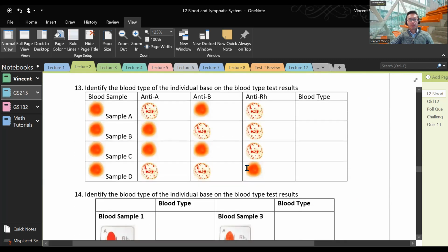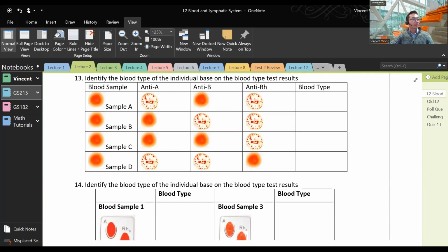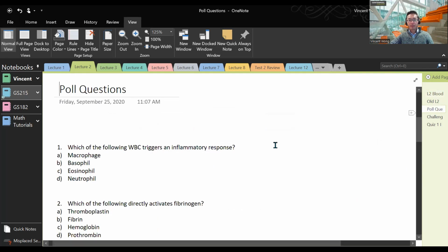Okay, moving on. Do we have more polls? Let's see.